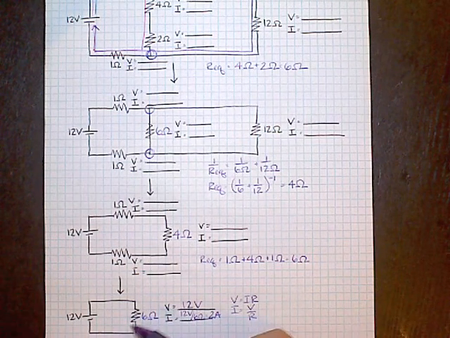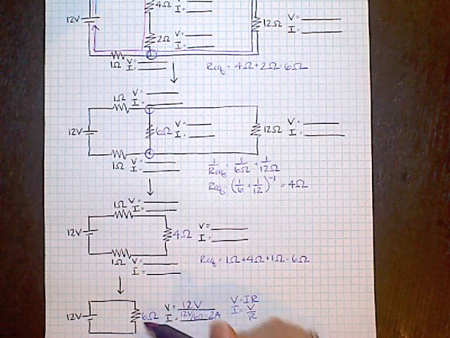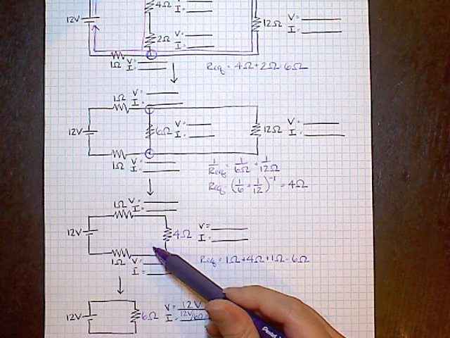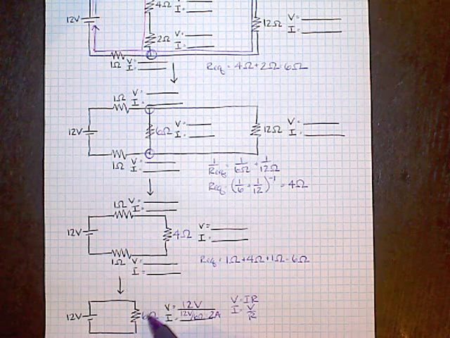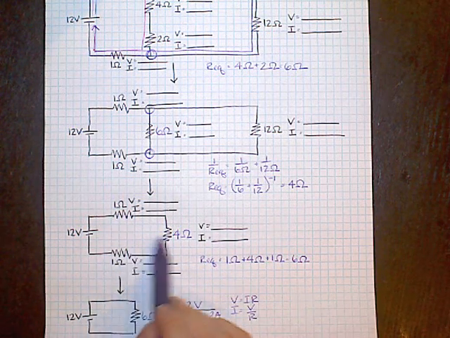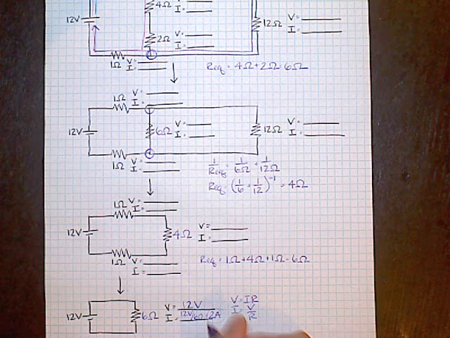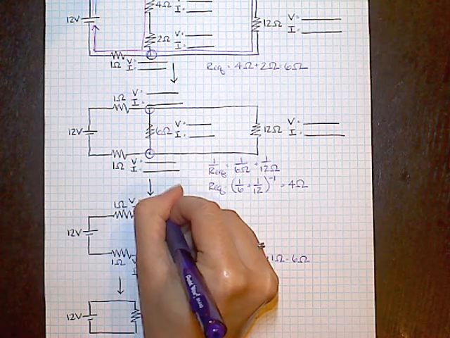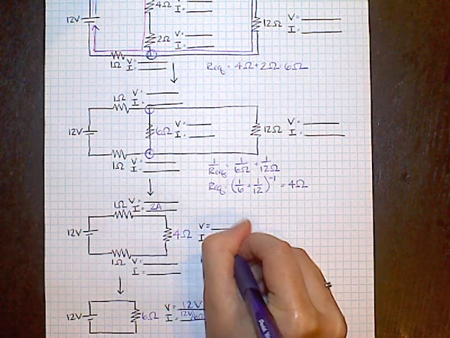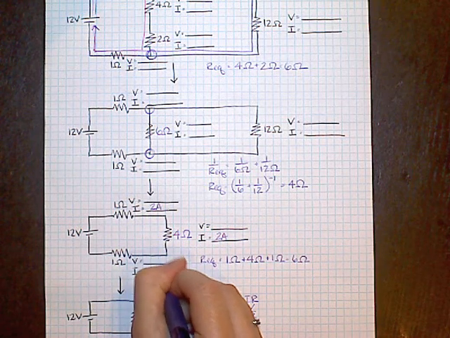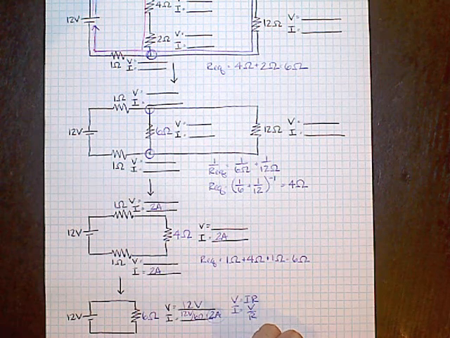So now that we've analyzed this version of the circuit, we're going to go back one step. I'm going to take this 6 ohm resistor and split it back into 3 resistors that are in series. Now when I split resistors in series, the current stays the same. So this 2 amps right here, I'm going to copy for this one, and copy for this one, and copy for this one. The current has to stay the same.